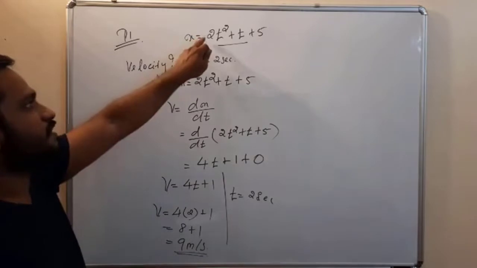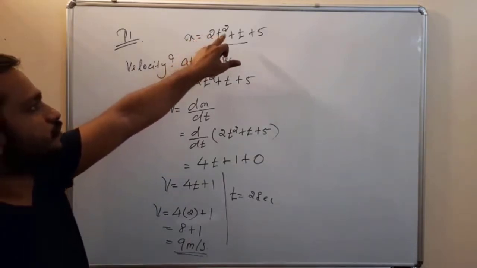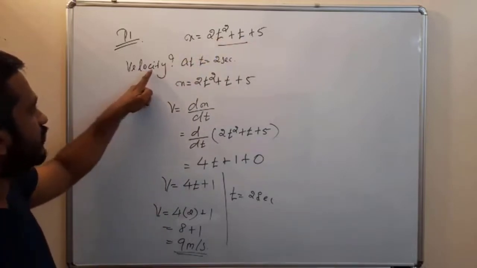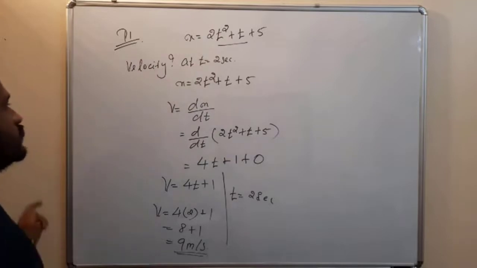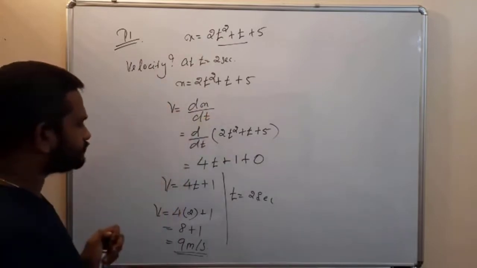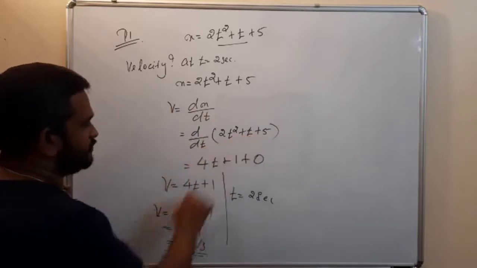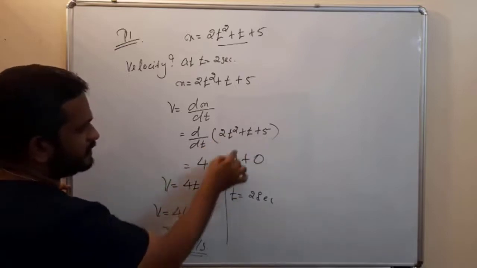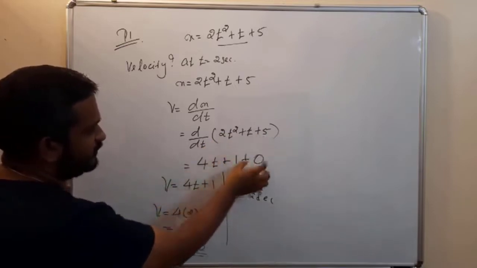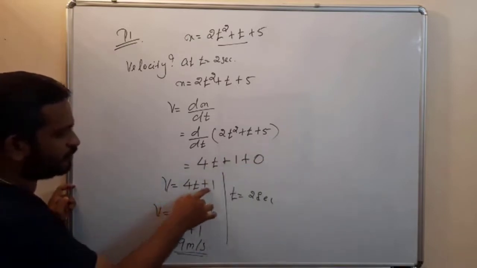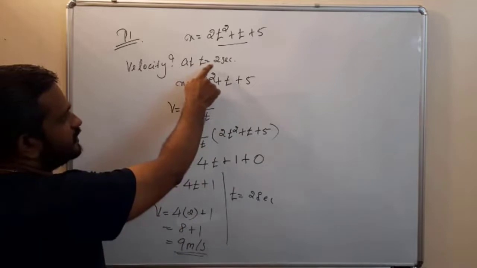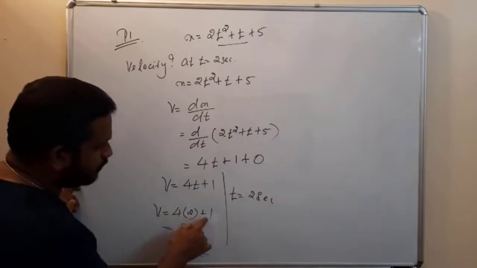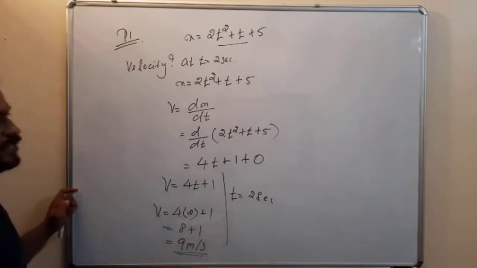So here the displacement is given, 2t² + t + 5, in terms of time. It is asked to find the velocity at t equal to 2 seconds. So v is equal to dx/dt, d/dt of 2t² + t + 5. Differentiating, 2t² gives 4t, t gives 1, and the constant gives 0. So v is equal to 4t + 1. At t equal to 2 seconds, v is equal to 4 into 2 plus 1, that is 8 plus 1, which is 9 meter per second.